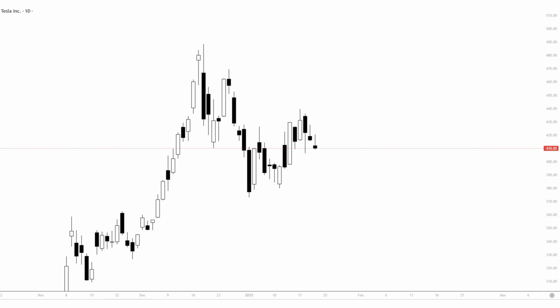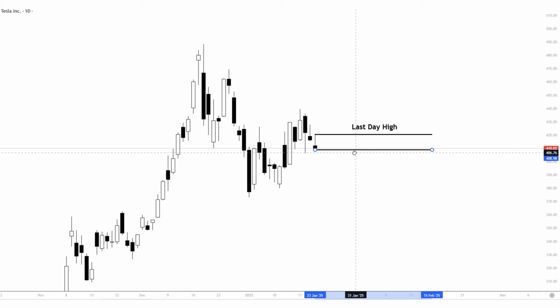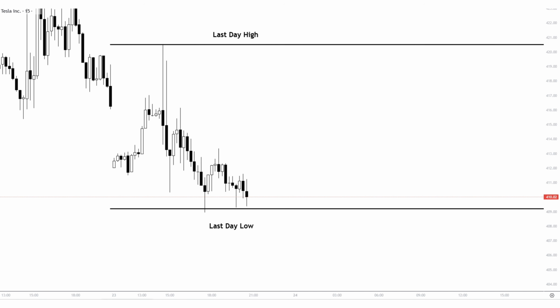This is the Tesla stock on the daily chart. On this strategy for stocks, we start from the daily chart because it's easier to mark the last day's high and the last day's low. Now what we want to do after marking these zones is to zoom into the price action to observe if a breakout would happen. And we want to pay attention to the exact moment of the breakout.